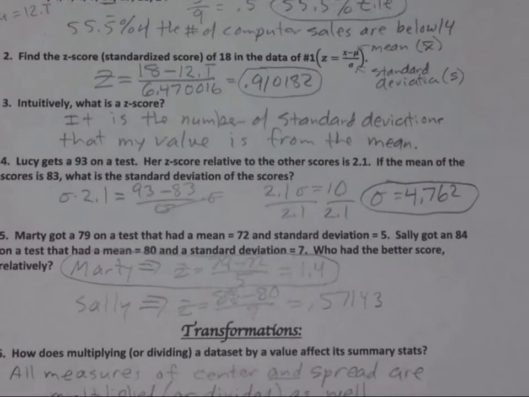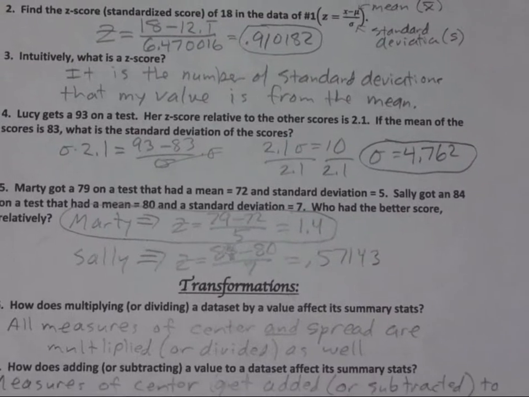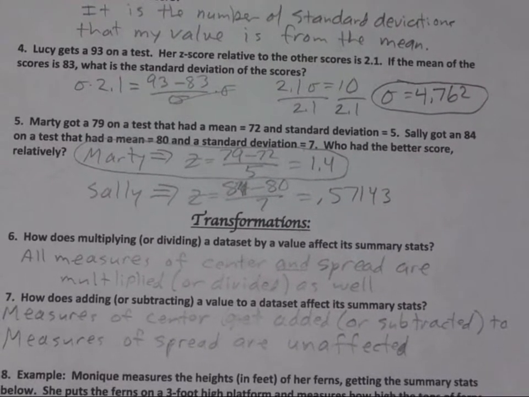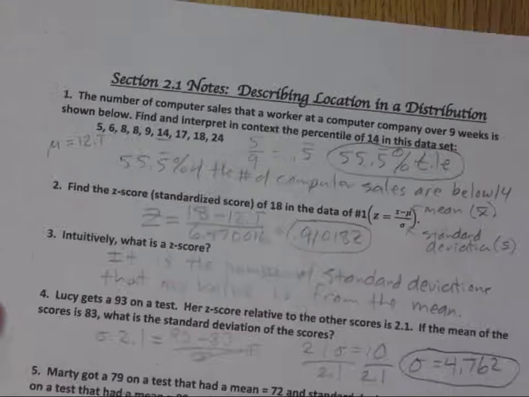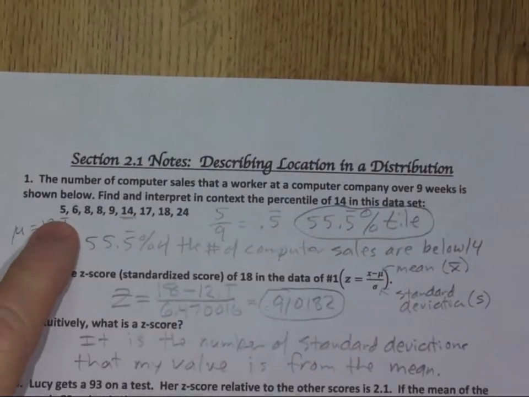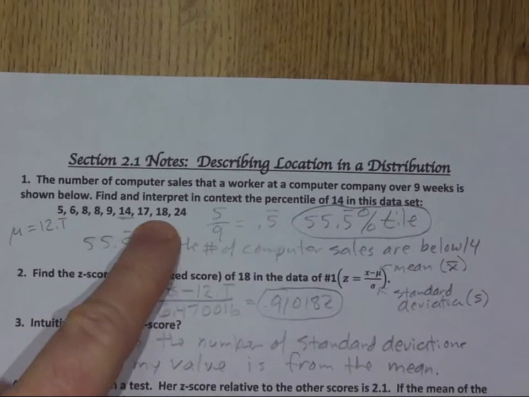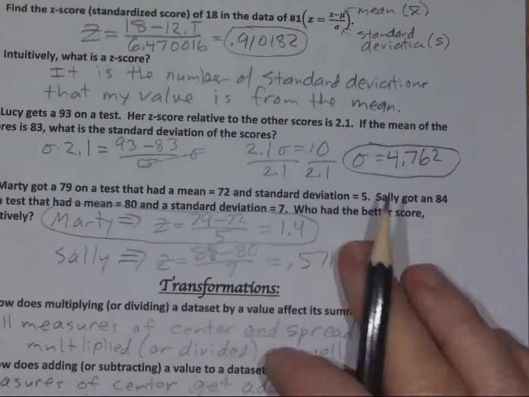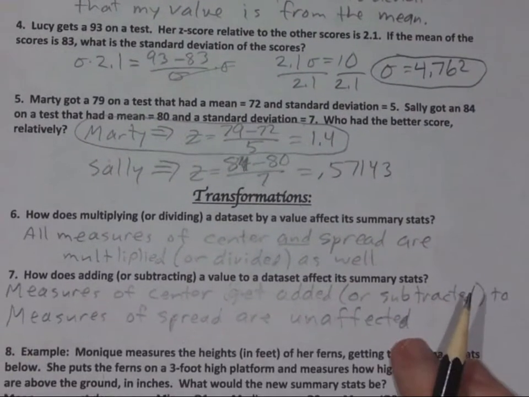Now, the second topic I want to talk about in this video is transformations. So what happens when you have a data set and you multiply it by something? So for instance, if we took this data set, let's say we multiplied every number by 2, or let's say we added 5 to it, or something like that. And so what would happen to the measures of center and spread?